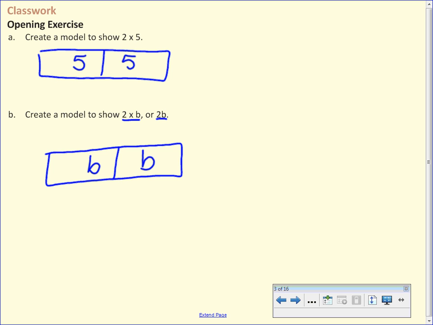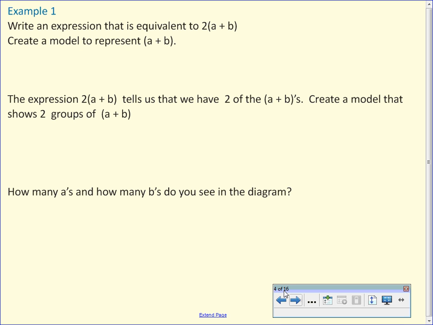So far so good? Pretty straightforward? Okay. Now we want to write an expression that is equivalent, which means equal, to 2 open parentheses, A plus B, close parentheses. Well, let's think about how we could read that. Parentheses means what operation? Multiplication. So I could read that as 2 groups of A plus B, because of means multiplication. So I could read that as 2 groups of A plus B.